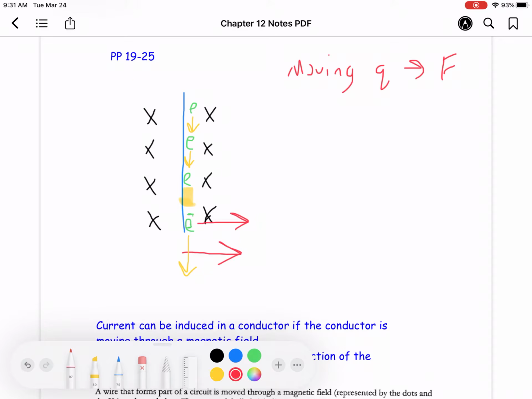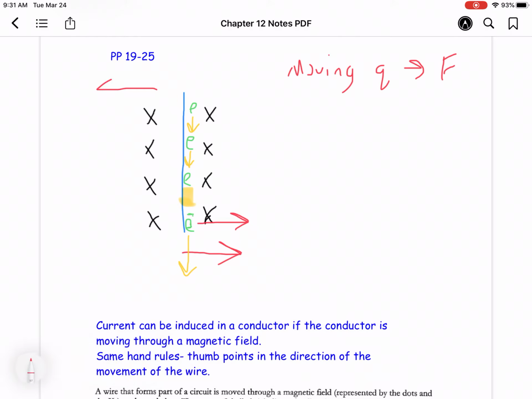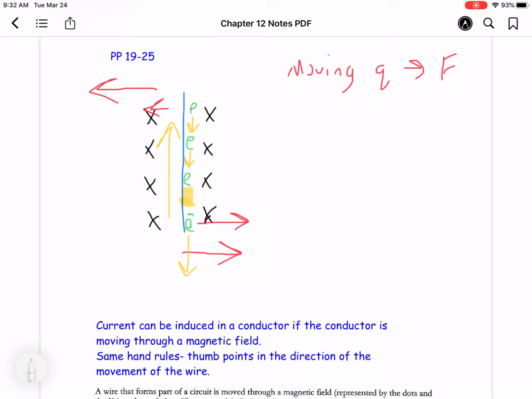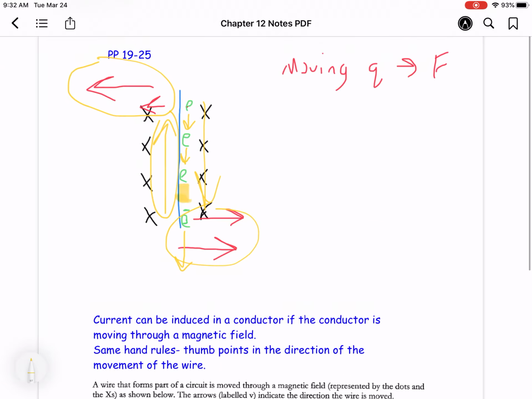Same idea if I decided to move the wire this way. Then the electrons are, in theory, moving this way to start. They would also have velocity this way, and now, instead of going down, they would go up. If I move them to the left, they would move that way. Move them to the right, they would move this way. So I'm moving the entire wire within a magnetic field, and I'm creating current.